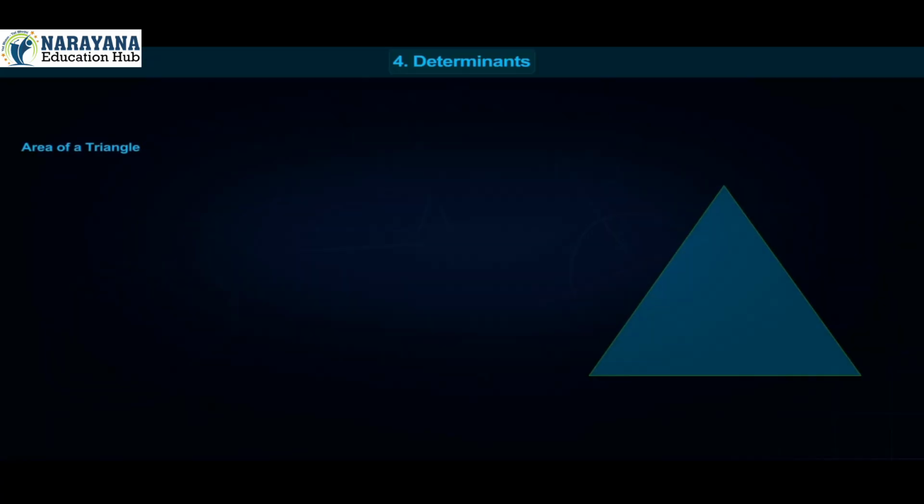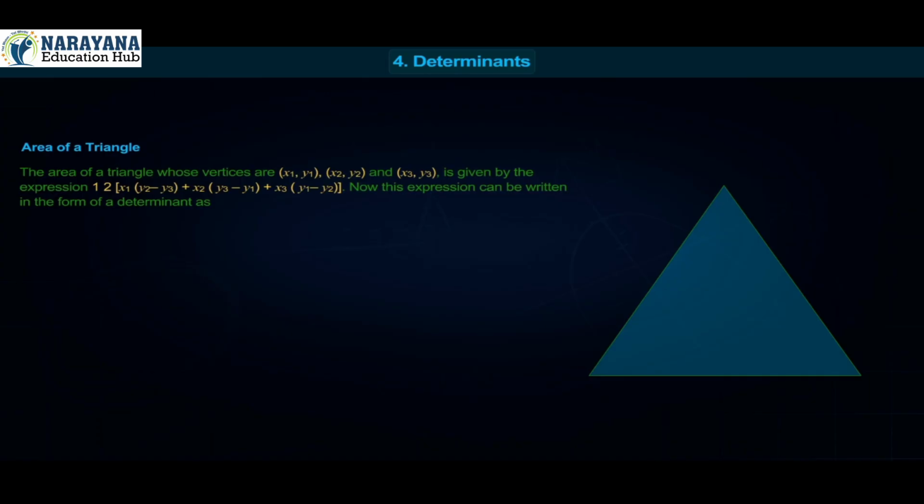Area of a triangle. The area of a triangle whose vertices are x1, y1, x2, y2 and x3, y3 is given by the expression 1 upon 2 into x1 into y2 minus y3 plus x2 into y3 minus y1 plus x3 into y1 minus y2. Now, this expression can be written in the form of a determinant as delta is equal to 1 upon 2 into the determinant x1, y1, 1, x2, y2, 1, x3, y3, 1.